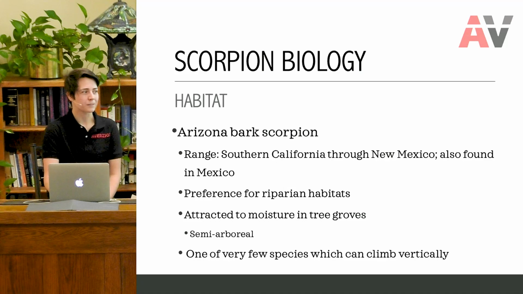The Arizona bark scorpion is actually one of the very few species that can completely climb vertically. So scorpions can climb in general, but the bark scorpion is very specialized to be able to climb vertically. So climbing up walls and hanging upside down, even on ceilings and on the underside of any kind of harborage site that it can find.